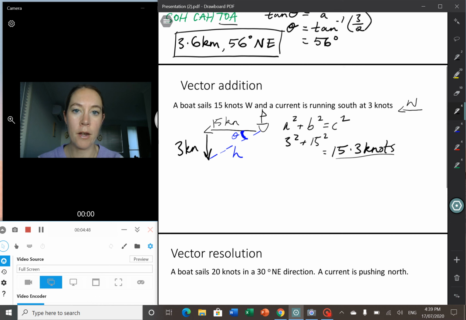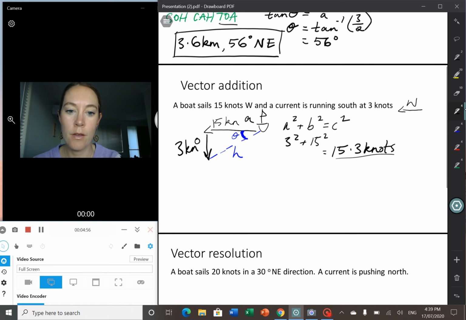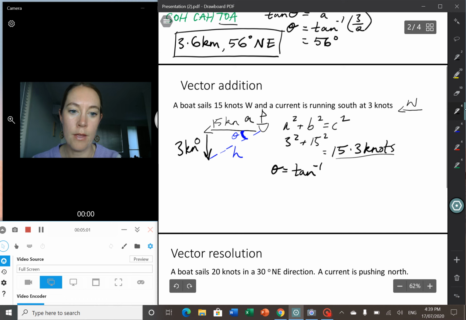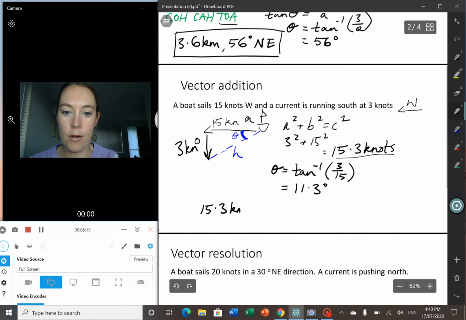And again, I'm going to use the tan ratio because I've got the opposite and the adjacent sides given to me in the question. So the size of the angle is going to be equal to the inverse tan of 3 over 15, which is 11.3 degrees. So I can say that the velocity of the boat is 15.3 knots, 11.3 degrees southwest.